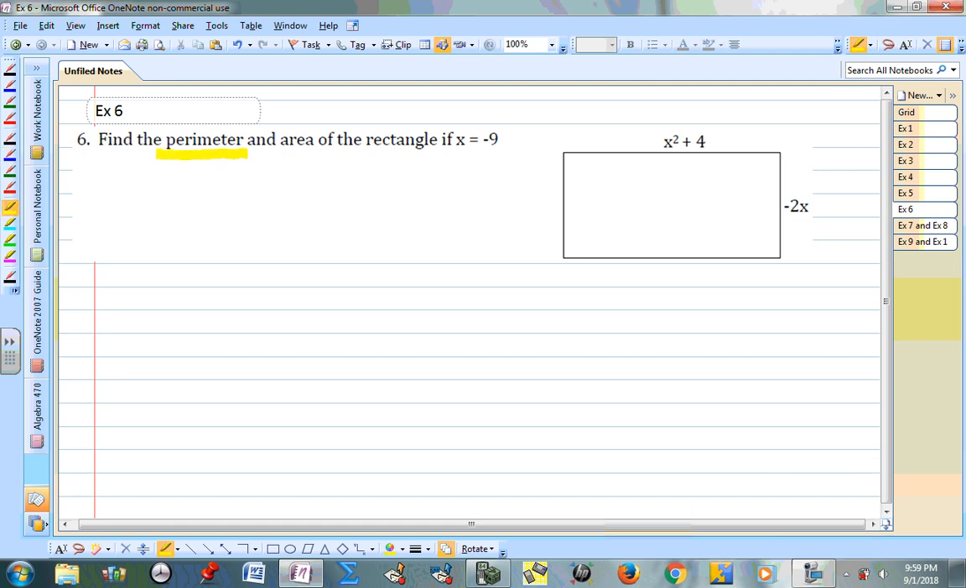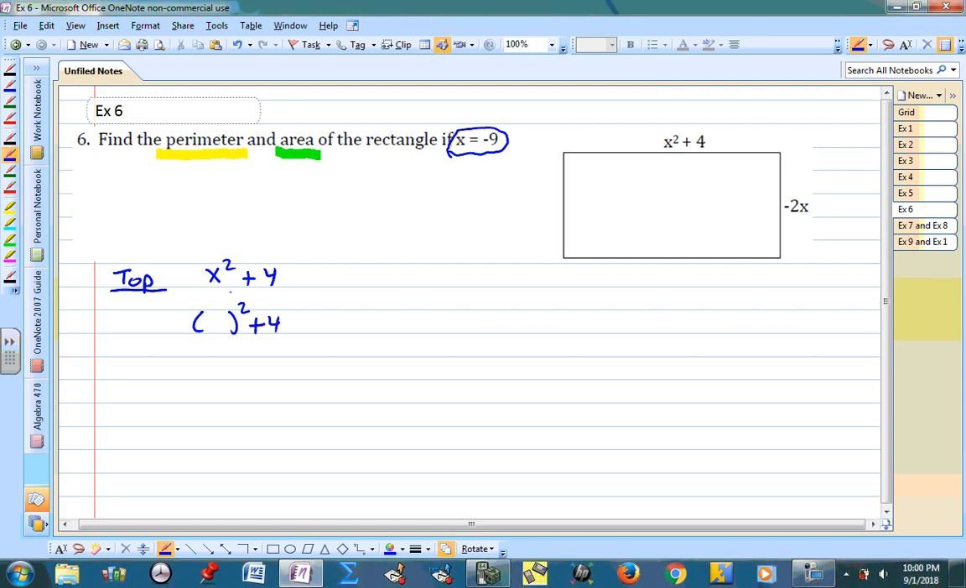We're asked to find the perimeter and the area of the rectangle if x equals -9. So let's first substitute -9 in for x in each side and see what we get. Starting with the top side. If x is -9, we'll put -9 in place of x, which will make -9 squared plus 4. We'll do the exponents first, right? -9 squared is -9 times -9, positive 81. 81 plus 4 is 85. So the top side is 85.